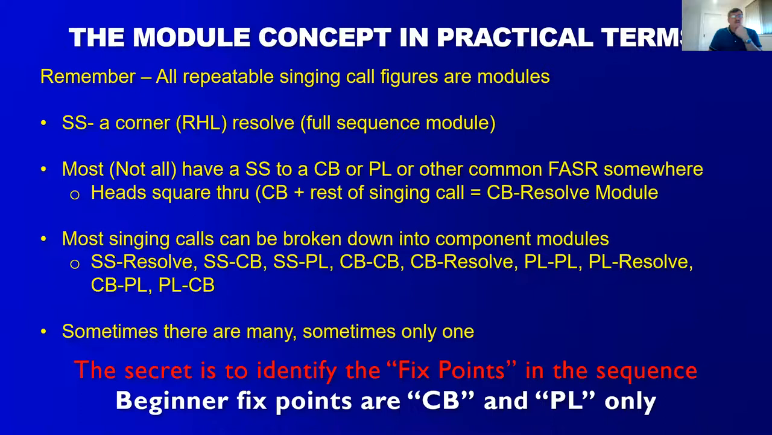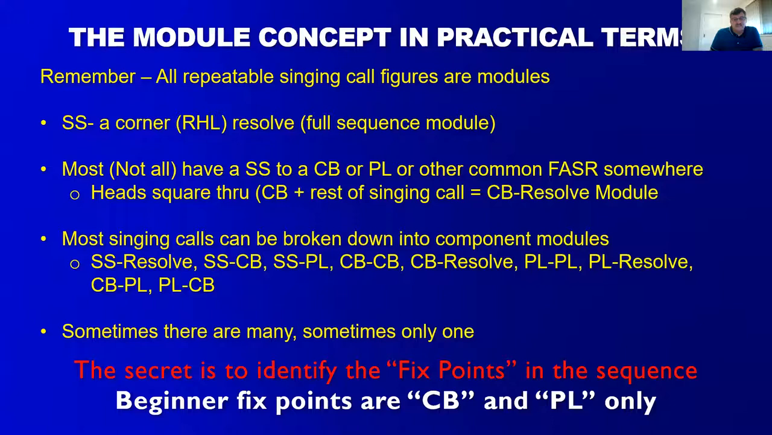So if we look at the module concept in terms of practical applications, if you remember before, I said that all singing calls are essentially modules. So to clarify that, they're a module from a static square to a resolution. The resolution is usually to a corner, but it might be sometimes to a right-hand lady. You have to actually look at the singing calls to see where it puts you. They are often a module from a static square to a known position. Example, a corner box or a partner line, or somewhere else where you can swing your corner.